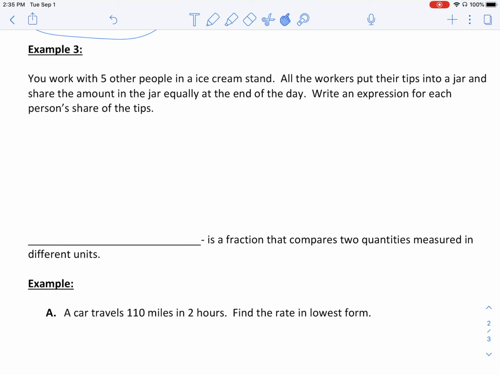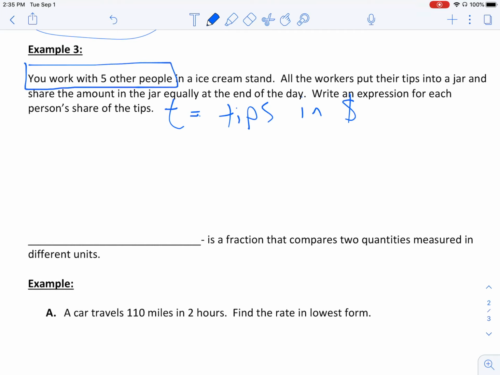So I'm going to let T equal tips in dollars. This is actually where it gets kind of tricky. You work with 5 other people, so there are 6 total people that work here. So take your total amount in tips, and you want to just divide that by 6. That's how you want to calculate your tips.